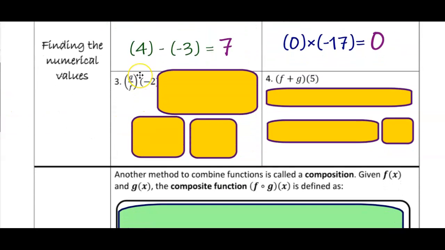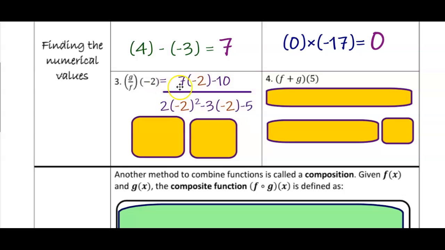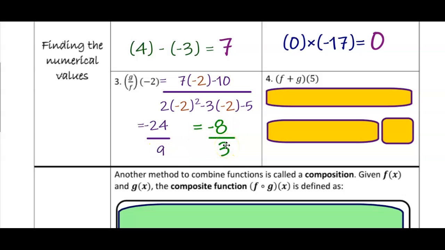The next problem is g divided by f of negative 2. So that's plugging in negative 2 into g and f and then dividing your answers. So I plugged in negative 2 into g on top, into f on the bottom. 7 times negative 2 is negative 14 minus 10 is negative 24. When you simplify the denominator, you get 9. Negative 24 divided by 9 reduces to negative 8 over 3. So that is your final answer. Because you did not end up with 0 in your denominator, you don't have to worry about restrictions in this problem because it did give you a final numerical answer.